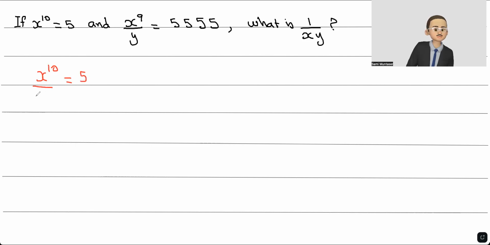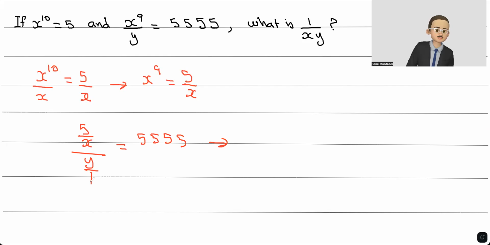I'm going to divide this by x and this by x. So I'm going to get x to the 9 equals 5 over x. And since x to the 9 now equals 5 over x, I'm just going to sub 5 over x into the x to the 9 over there. So that's going to give me 5 over x over y equals 5,555.